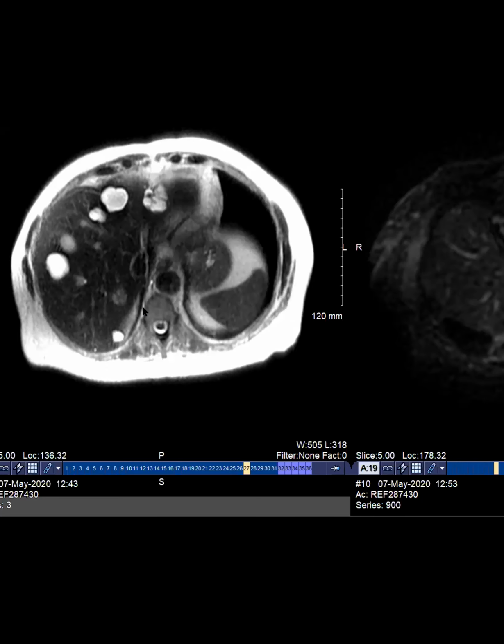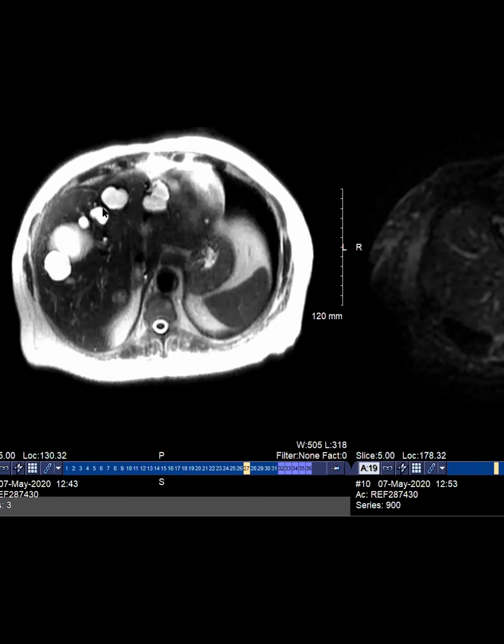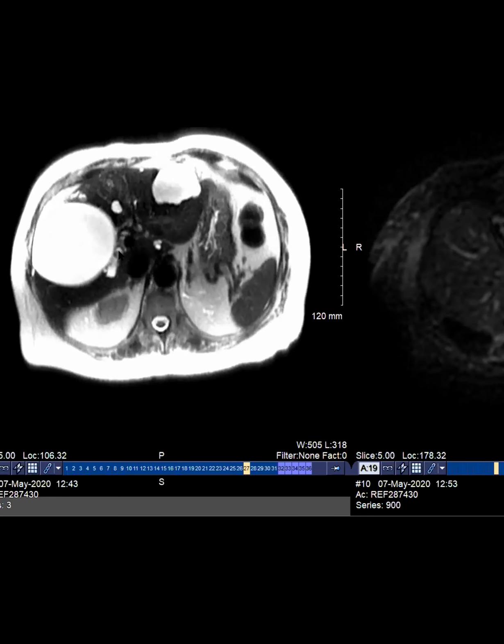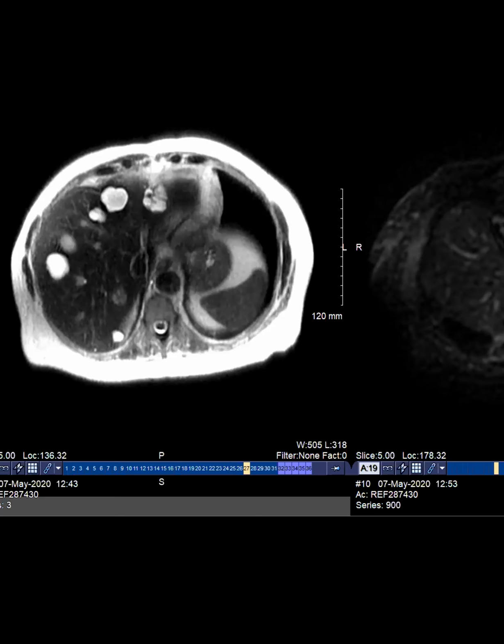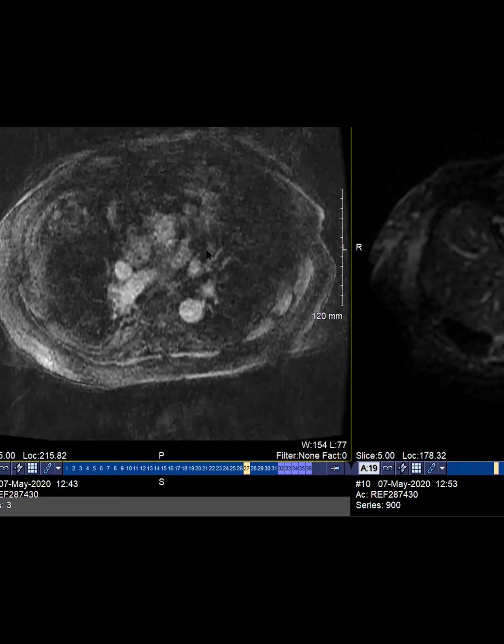And it just drives home the message that you have to be on the lookout for anything, any rounded lesions that hide between the T2 bright cysts. This is not bright enough. And then let me show you the post-contrast images.